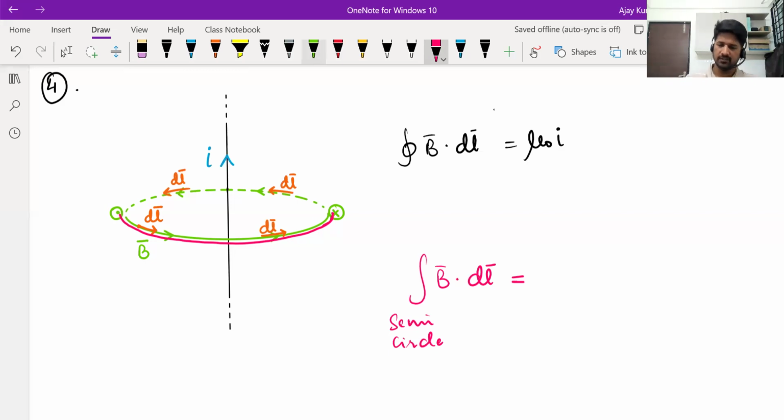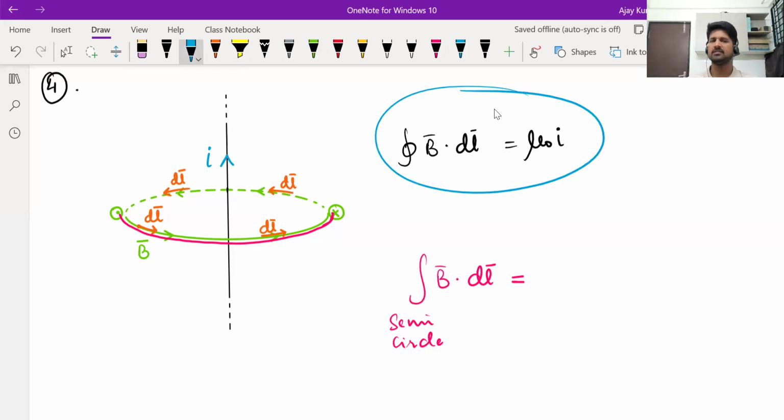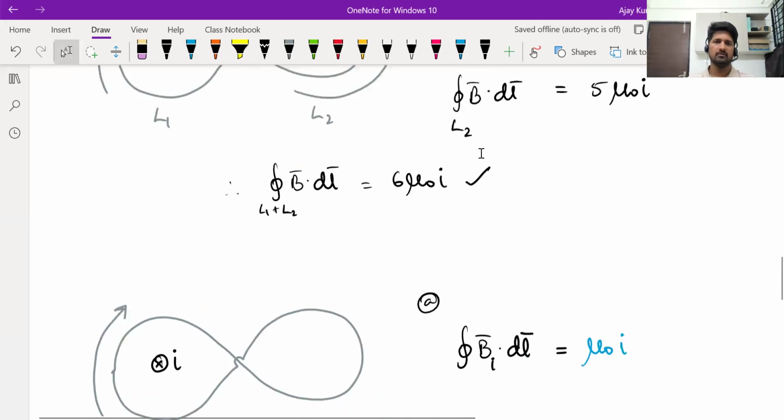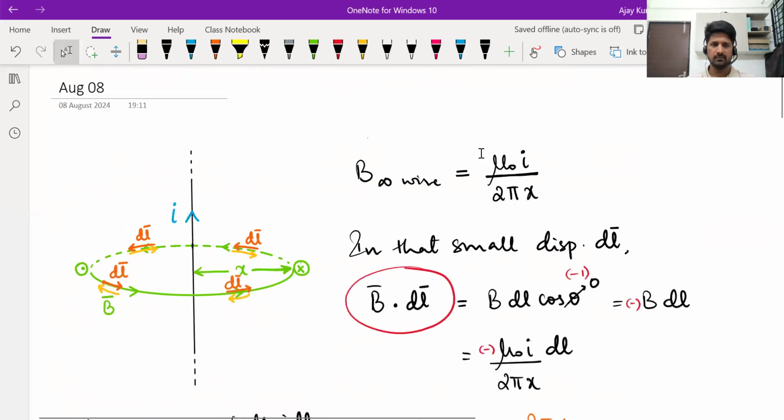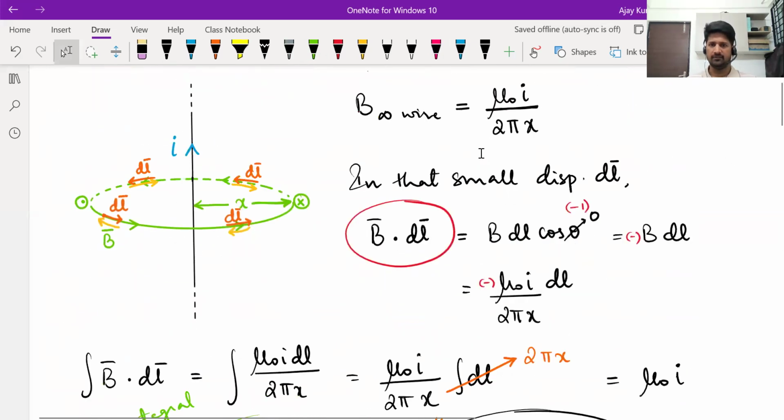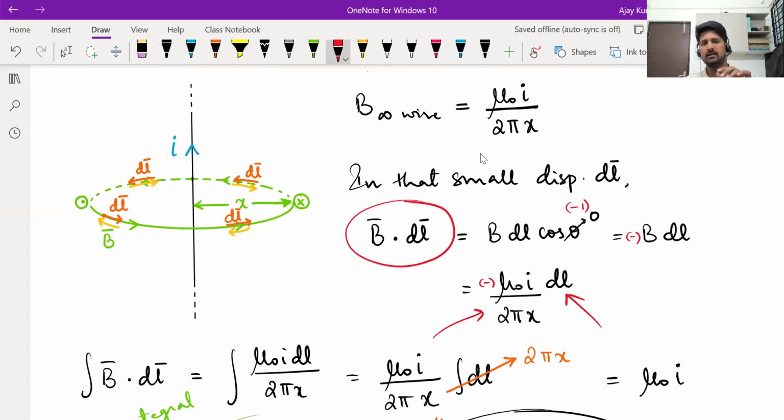In this class itself, we derived this result. We literally derived this for a straight wire, moving along a circular path around it. What did we do there? We visualized the magnetic field first. Then we visualized dl. We understood that B and dl were in the same direction, so the dot product becomes B dl. Then we substituted the formula for the magnetic field. We did all that, and finally got mu naught I. If you integrate dl over the complete path, you get mu naught I.